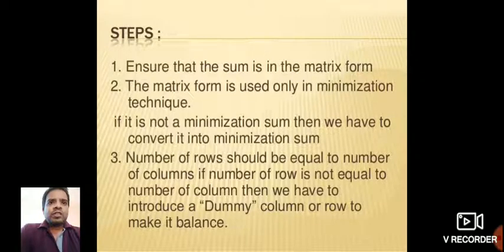Now in the third step, the number of rows should be equal to the number of columns. If the number of rows is not equal to the number of columns, then we have to introduce a dummy column or row to make it balanced, as I said in the previous slide. If it is not there, then you need to create the dummy row or dummy column in order to make it a balanced matrix.